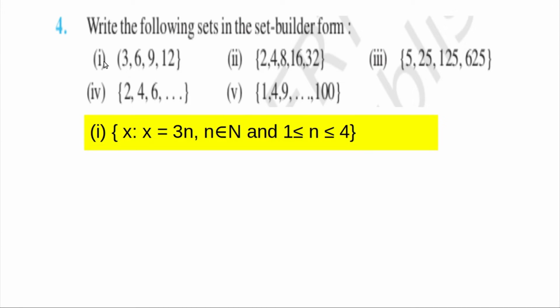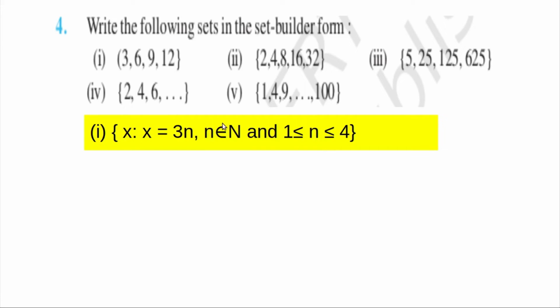X1, the first answer is the set of all x such that x is of the form 3n. That means x is a multiple of 3, where n is a natural number and 1 less than or equal to n less than or equal to 4. Here n can take the values 1, 2, 3, 4.